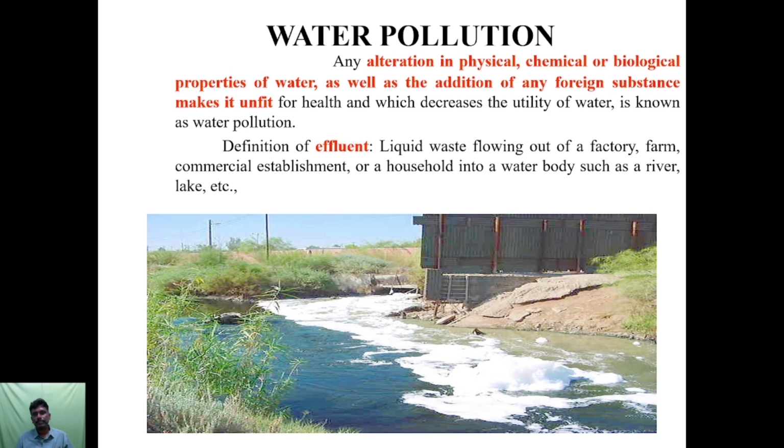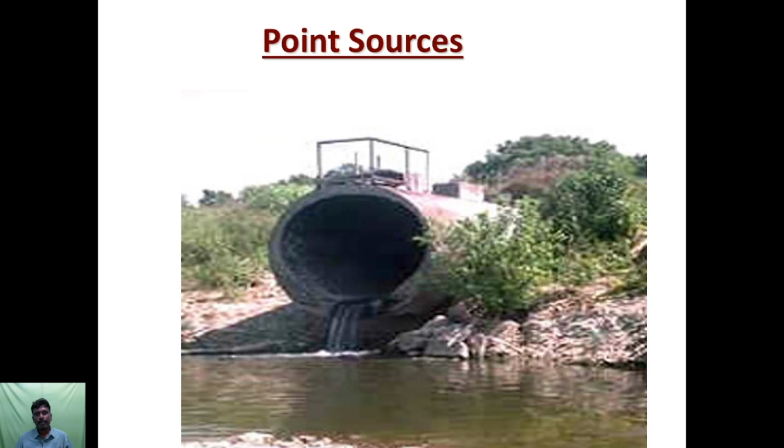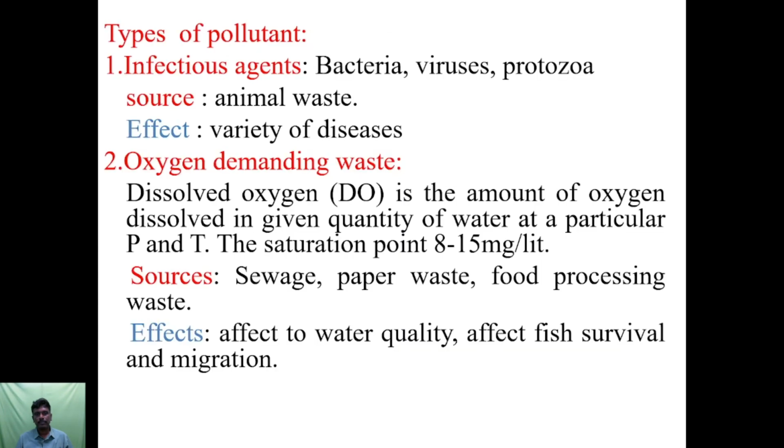Then water pollution. Any alteration in physical, chemical and biological properties of water, as well as the addition of any foreign substance that makes it unfit for health and decreases the utility of water, is known as water pollution. The main sources of water pollution are domestic and municipal sewage, industrial waste, agricultural waste and radioactive materials. These figures show the water pollution.